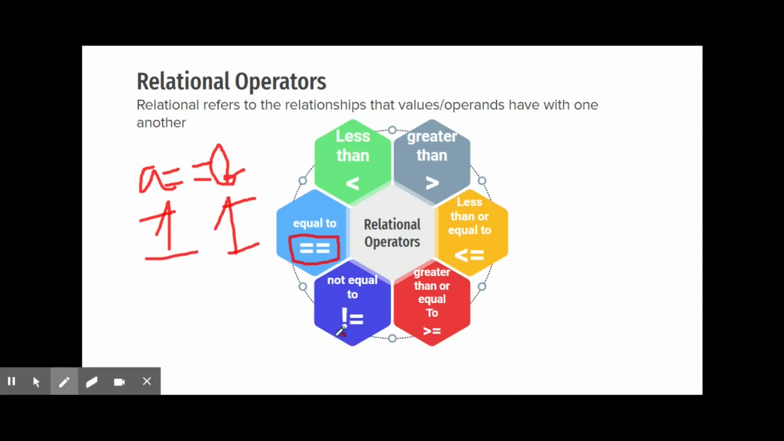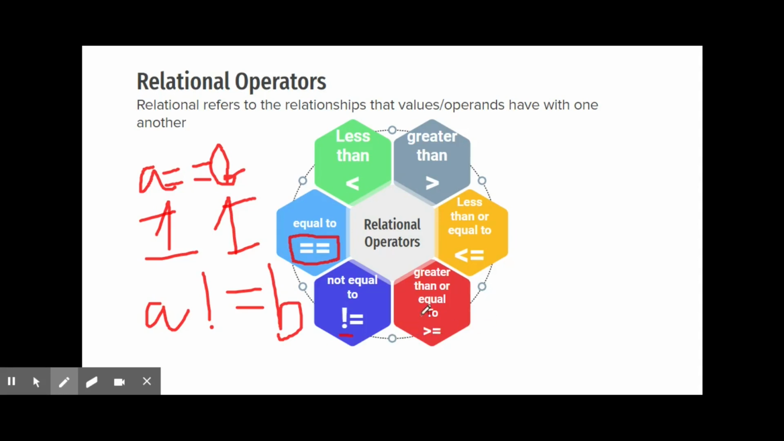Now if I try not equal to, the symbol for not is given with an exclamation mark, and we'll see if A is not equal to B. If A is 1 and B is 2, then it will give me true for this. If A is 1 and B is also 1, then for the not equal to operator, I will get false. Then there is greater than or equal to.